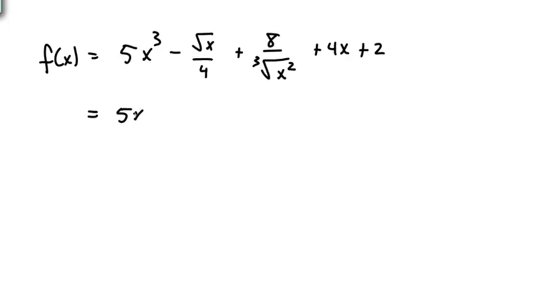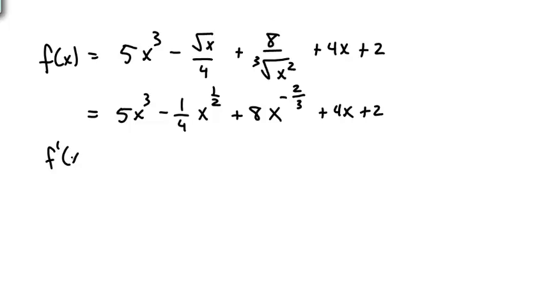This is 5x cubed. The coefficient on this next one is 1/4, and then it's x to the 1/2 power. Then the coefficient is 8, and oh my goodness, let's see, we have x. It is in the denominator, so it's a negative exponent. It is squared, so the numerator is 2. It's the cube root, so the denominator is 1/3. x to the negative 2/3, plus 4x plus 2.